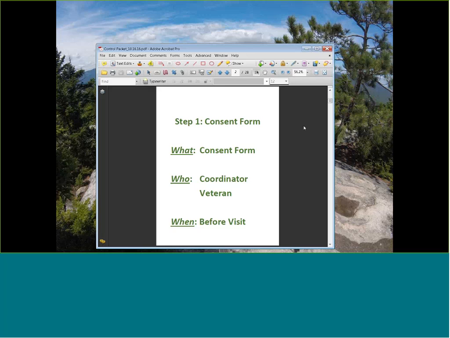So here, the consent form is necessary, and it's already printed for you as part of the packet. Second, the coordinator and the veteran participate in this part of the process. And third, this is performed when? Well, it's performed before the visit, before the veteran sees the clinician during their visit in vascular surgery.